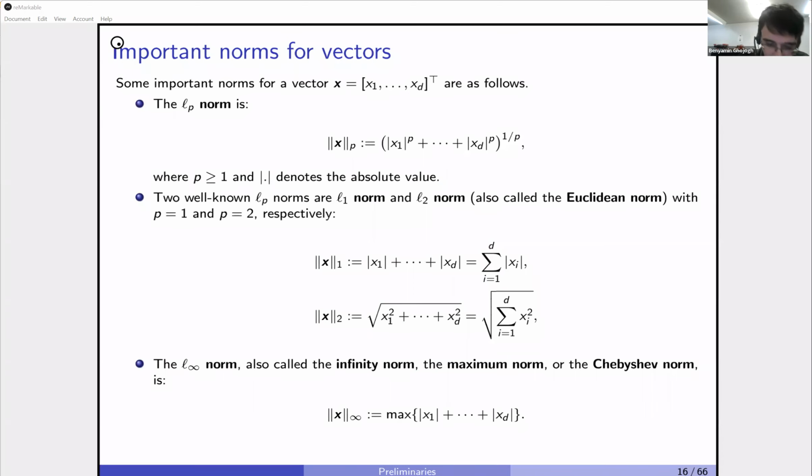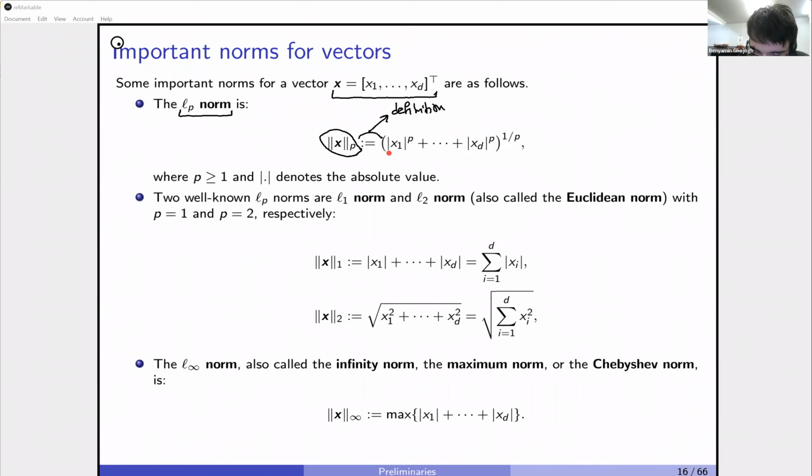So what is the LP norm? When we have a vector x, which is d-dimensional, from x1 to xd, and this transpose means that it's a column vector, the LP norm is defined as this. When I say this, by the way, it means the definition. So the LP norm of x is this.